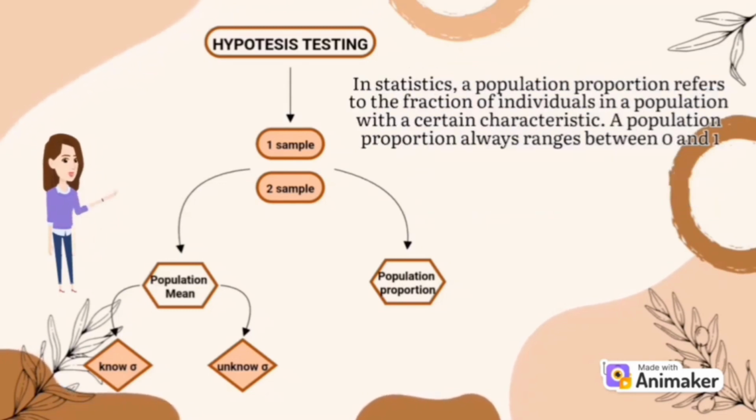In statistics, a population proportion refers to the fraction of individuals in a population with a certain characteristic. A population proportion always ranges between 0 and 1, or 0% to 100%.